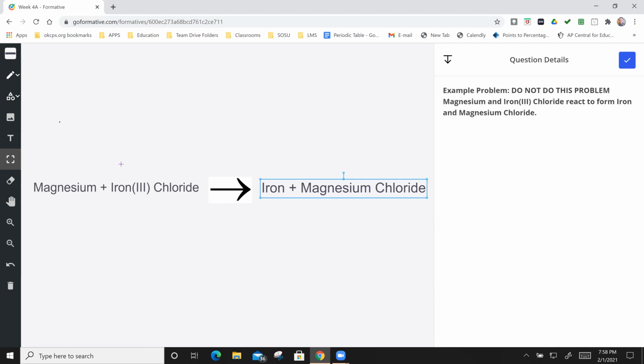And so we have our reactants, magnesium and iron 3 chloride. And then the other side of the arrow is pointing to our products. It is iron plus magnesium chloride. And later on, we will be writing the chemical formulas for each of these instead of the words, and we'll develop our own chemical equations.